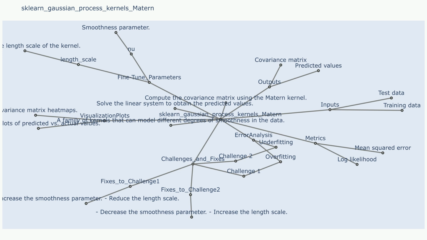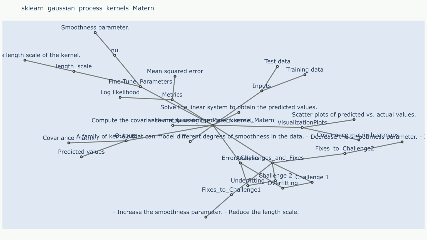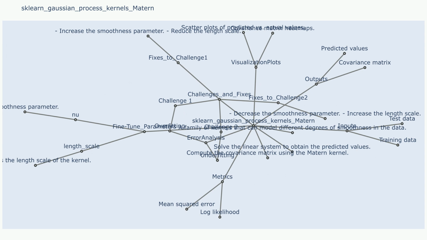Inputs. X, an array of shape n samples, n features representing the input data points. Each row corresponds to a sample, and each column represents a feature. Y, an array of shape n samples, or n samples, n targets representing the target values corresponding to the input data points.